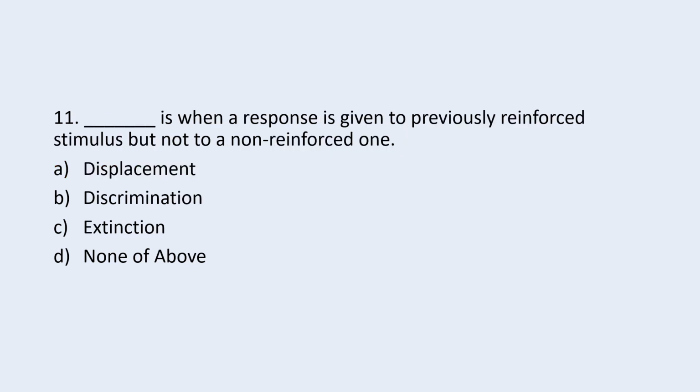Number 11. Dash is when a response is given to a previously reinforced stimulus but not to a non-reinforced one. The right option is discrimination. Discrimination is the process in which an animal or a person shows behavior or response toward a previously reinforced stimulus, but does not show that behavior toward a similar or non-reinforced stimulus. So this is known as discrimination, that the person or animal can discriminate between the reinforced one and the non-reinforced one.